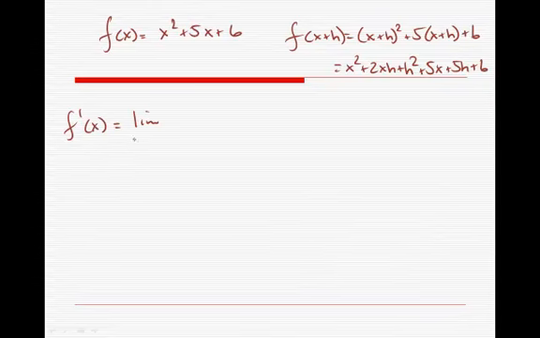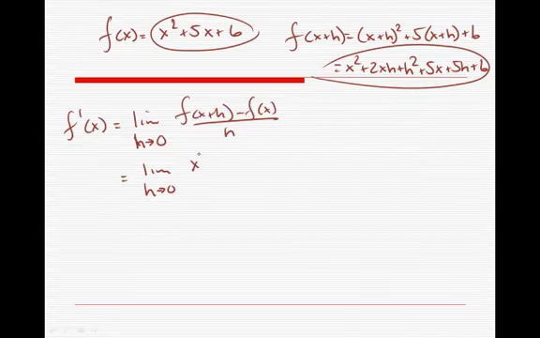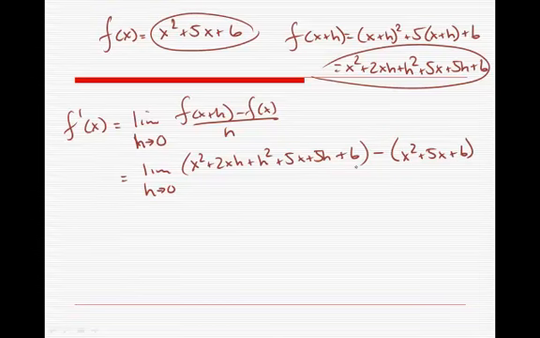The limit as h approaches 0 of f of x plus h minus f of x over h, substituting in the two values up top. The limit as h approaches 0 of x squared plus 2xh plus h squared plus 5x plus 5h plus 6 minus, don't forget that we have to subtract the entire f of x, so it's going to change all of the signs in that second polynomial.